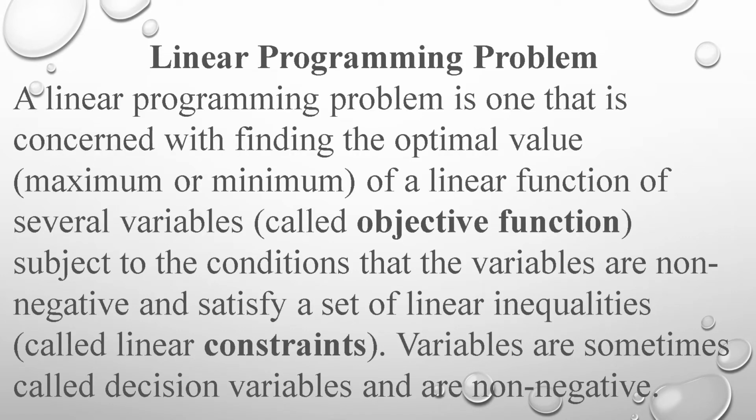Linear programming problem. A linear programming problem is one that is concerned with finding the optimal value. Optimal value means the maximum or minimum value of a linear function of several variables. And this linear function is called the objective function, subject to the conditions that the variables are non-negative and satisfy a set of linear inequalities. And these linear inequalities are also called linear constraints.